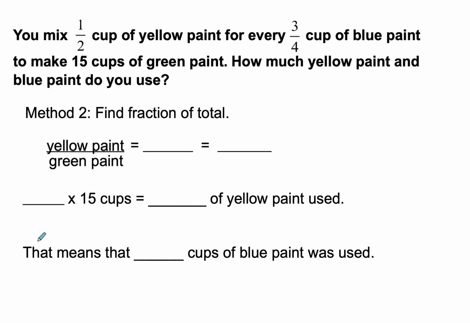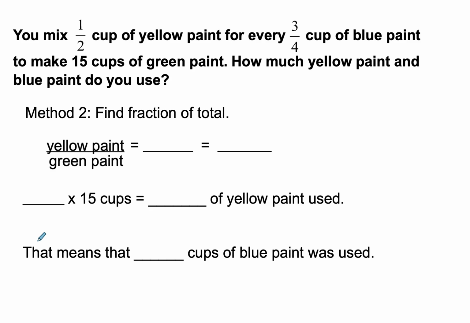All right, same problem, different strategy. If you don't want to do it with the ratio table, here's how you could do it. Same problem, 1/2 cup of yellow paint for every 3/4 cup of blue paint. We need to make 15 cups of green paint.